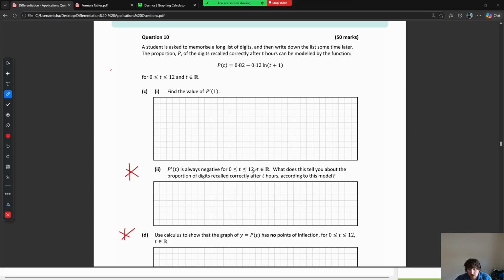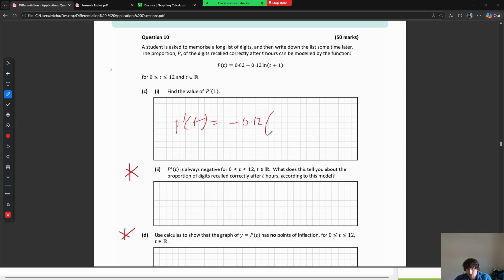P dash t is always negative from this to this. What does this tell you about the proportion of digits? It told us this, but we could have worked this out for ourselves. We can work out P dash t up here. The derivative here, what's this going to be? This just goes to 0. Then the minus 0.12 doesn't do anything, it's just a number out the front.